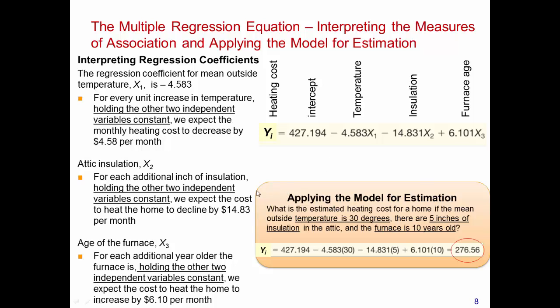Let's look at the applying the model for estimation section. What is the estimated heating cost for a home if the mean outside temperature is 30 degrees, there are 5 inches of insulation in the attic, and the furnace is 10 years old? We insert the values in place of the x variables for each of the independent variables, do the math, and create our calculation. So based on this calculation, we expect the cost to heat the home to be $276.56 per month.